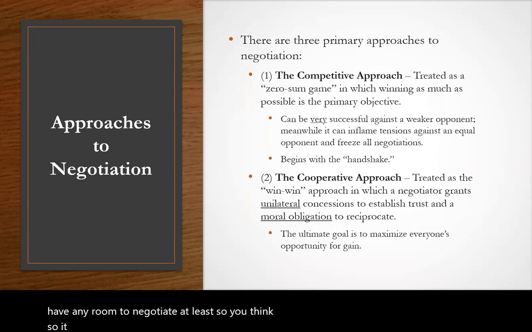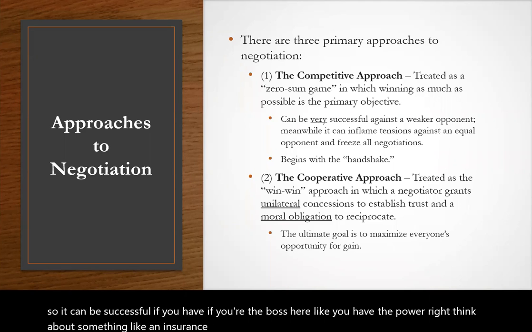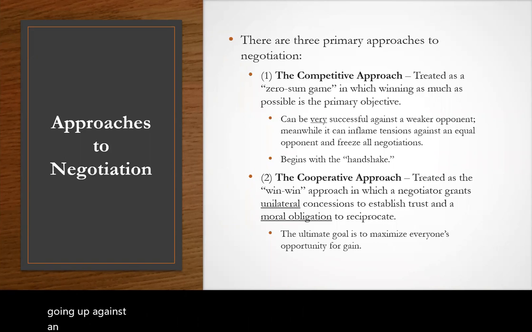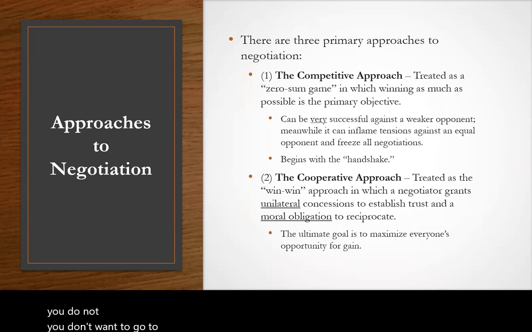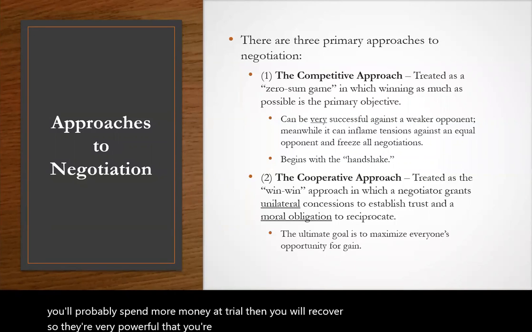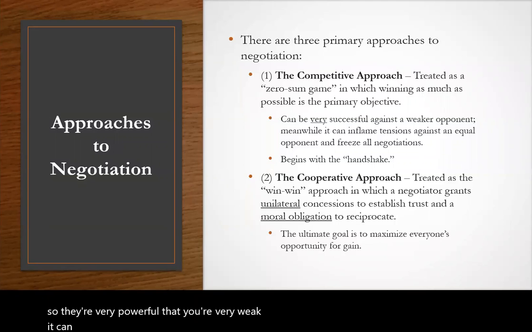So it can be successful if you're the prosecutor, like you have the power, right? Think about something like an insurance company going up against an individual. The insurance company says, you either take our settlement offer of $5,000 or we go to trial. And I assure you, our legal team is amazing. And you don't have a lawyer, or maybe you have a lawyer, but it's kind of a scumbag lawyer. The insurance company has millions and millions of dollars at their disposal. You do not. You don't want to go to trial, right? Because you'll probably spend more money at trial than you will recover. So they're very powerful, you're very weak. It can be successful, right? You can leverage that power, and that's one approach.